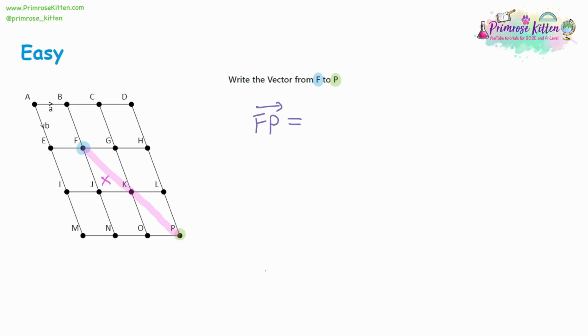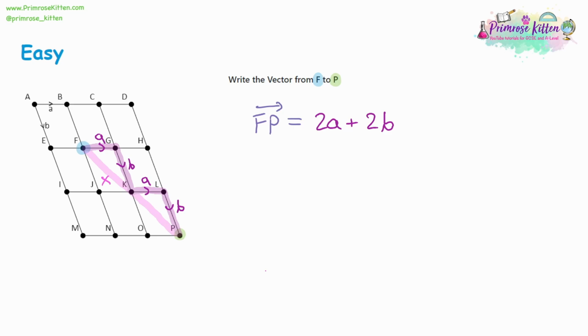Now, there's more than one way to do this. So, for example, we could go F to G, G to K, K to L, and L to P. So that's going A, B, A, then B. So we've done 2 lots of A, and we've done 2 lots of B. And that's our final answer.